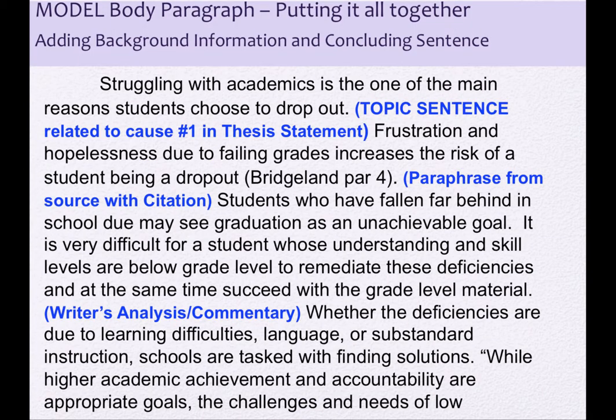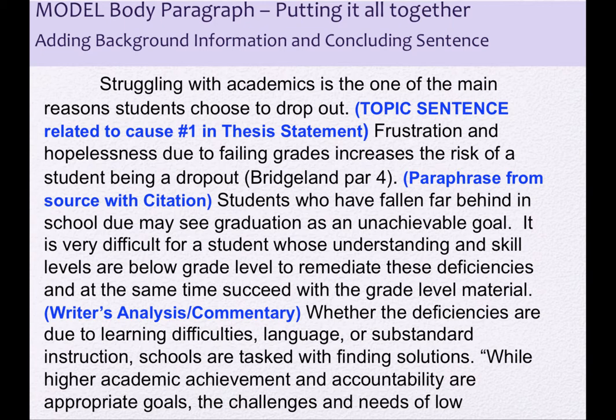Here's the model body paragraph putting it all together. We added some background information and a concluding sentence. You'll recognize some of this. We've read most of it already, but now it's together in one paragraph. And in blue is an explanation of the function of the information in the sentences.